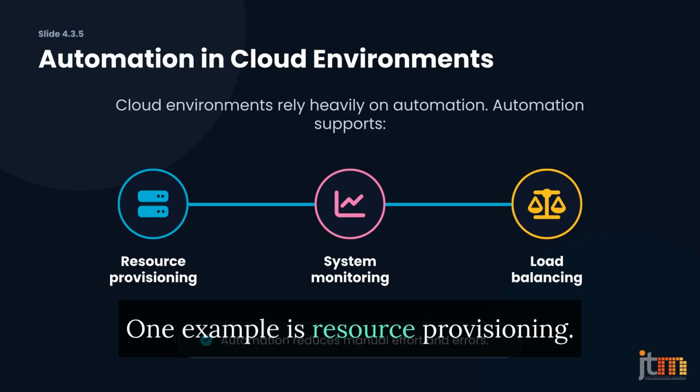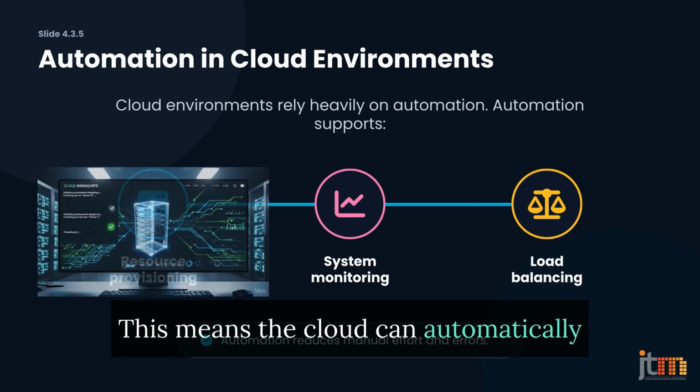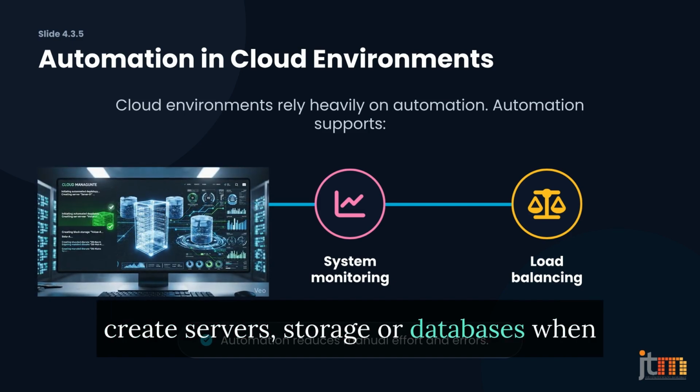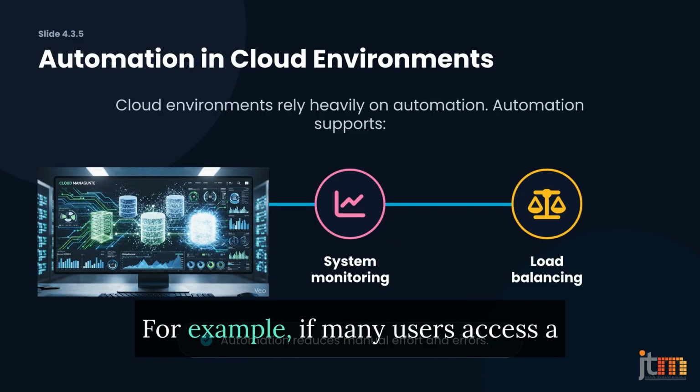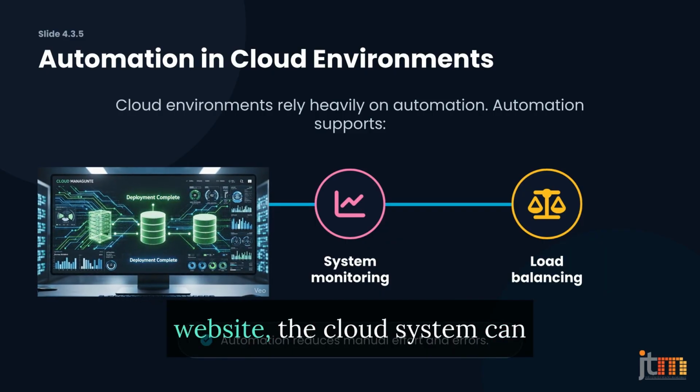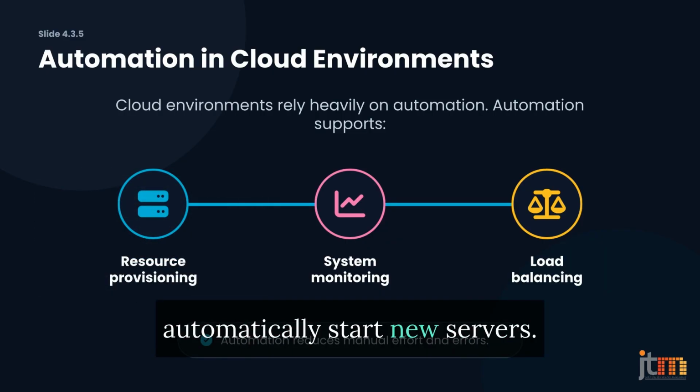One example is resource provisioning. This means the cloud can automatically create servers, storage, or databases when they are needed. For example, if many users access a website, the cloud system can automatically start new servers.